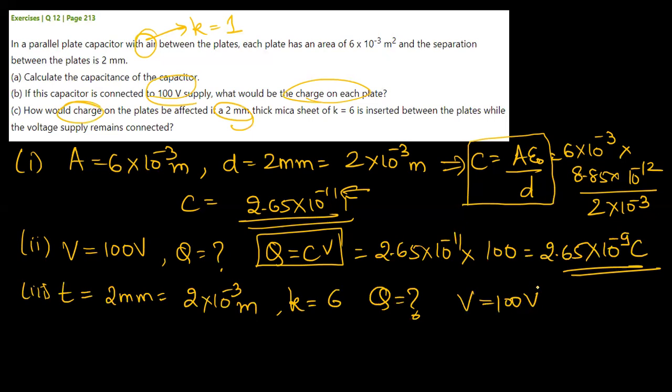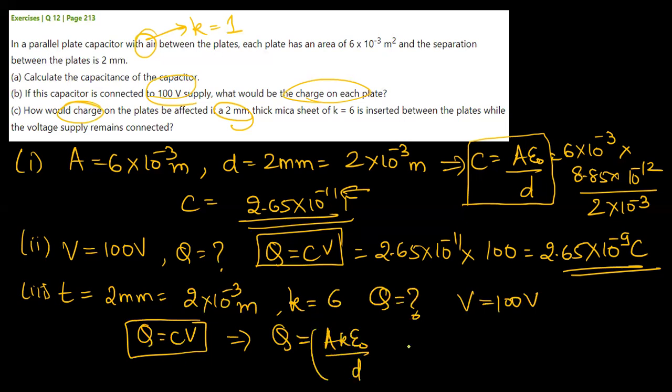Either I can directly use Q equal to CV as the formula. For C, what will you do? Here there is K which is inserted, so A K epsilon naught upon D is the capacitance value, into V, right? So our total formula will be Q equal to C into V, but the C value will be A K epsilon naught upon D, because here the dielectric is inserted.